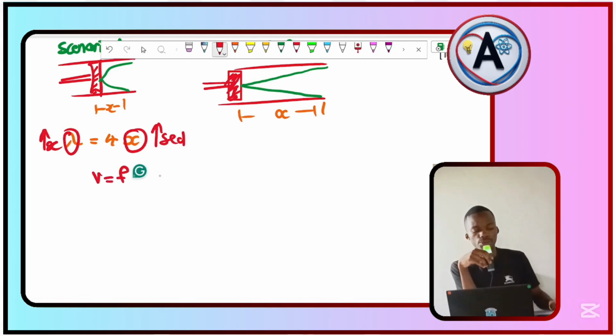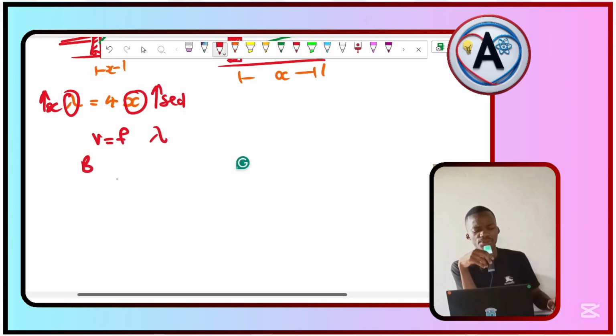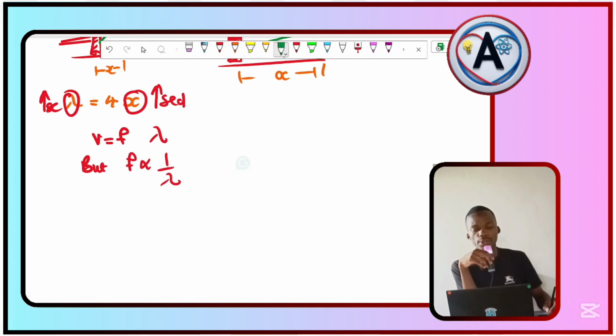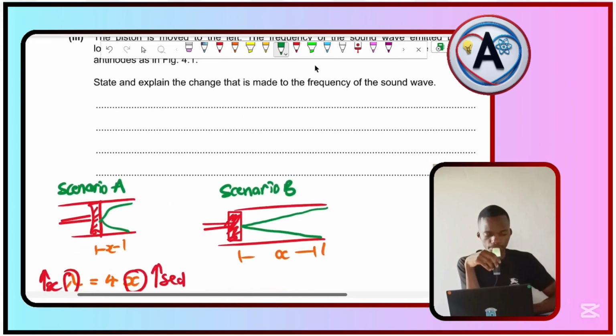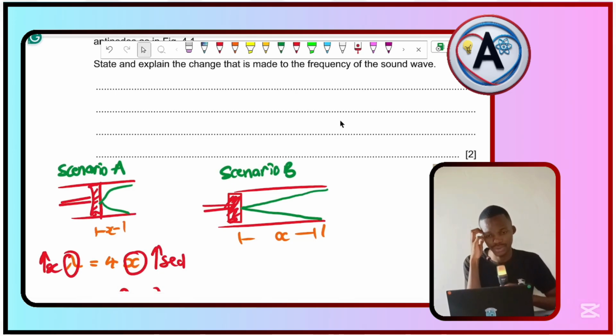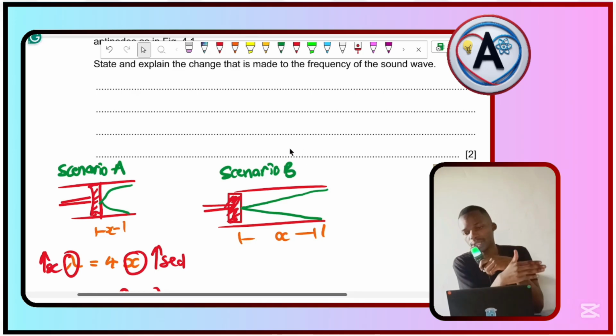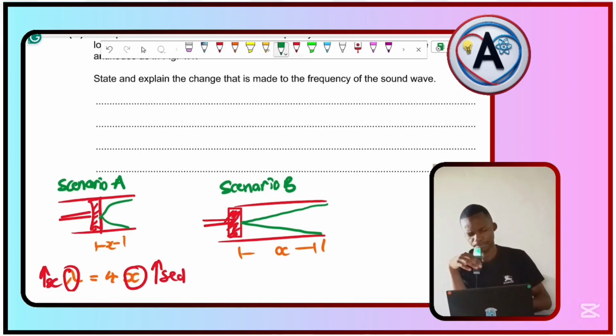But I know that v is equal to f lambda. But what is this thing doing over here? f is inversely proportional to lambda. So if my lambda is increasing, the change that is made to the frequency, like I've been asked, should be lowered. We need a lower frequency for this to make sense, right? So to maintain the same speed of sound produced, we actually need a lower frequency for that to make sense. Does it make sense? So let's just write that down in words.